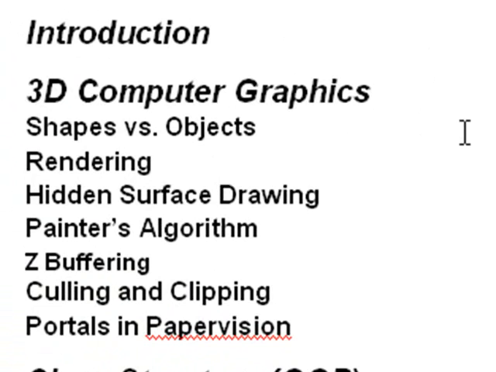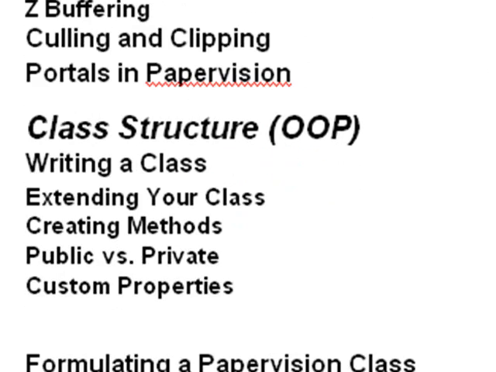Now, with the book outline, we have the introduction, and in Chapter 1, we start with 3D graphics, shapes and objects, rendering, hidden surface drawing, painter's algorithm, Z-buffering, culling, and clipping, and portals in Papervision. Then we move on to a very important topic, structure of OOP. You've got to understand the class structure. Writing a class, extending a class, creating methods, public and private, and custom properties. We start you from base zero, show you how to write a custom class, discuss what a class is, and then we build a Papervision class.